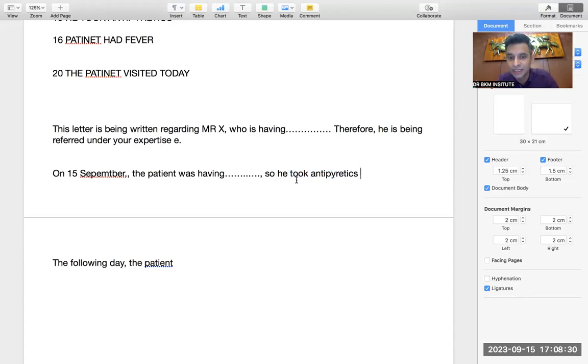That is why in the case notes also it would be given he took antipyretics. In the case notes also the word took would be given. So that will give you a hint that the patient himself took antipyretics. That means he did not visit. So these are the different kinds of letters.